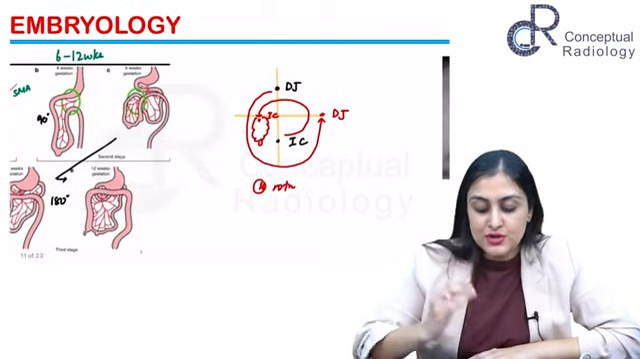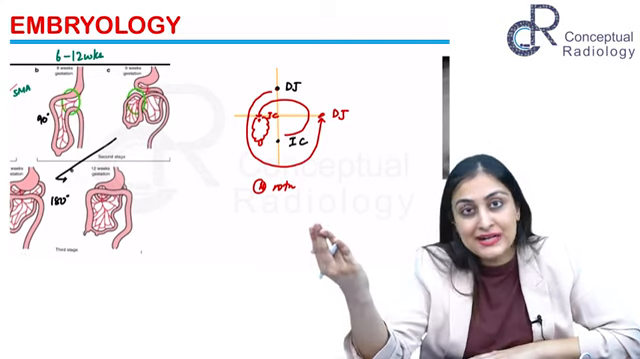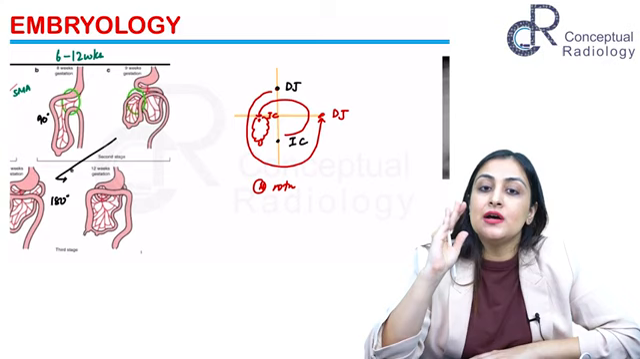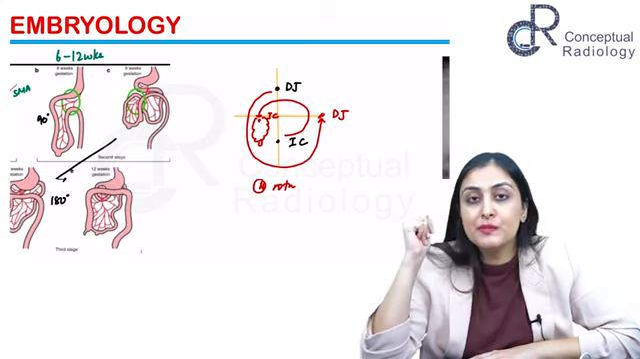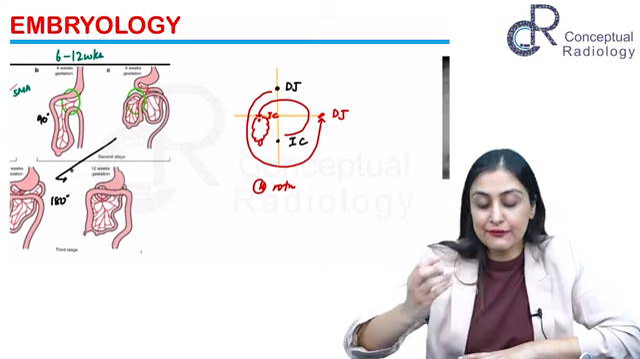Did you understand? So eventually what happened? The DJ flexure is to the left of the midline. Remember how I was talking about this? The DJ flexure lies to the left of the midline, whereas the IC junction is to the right of the midline, somewhere in the right iliac fossa.